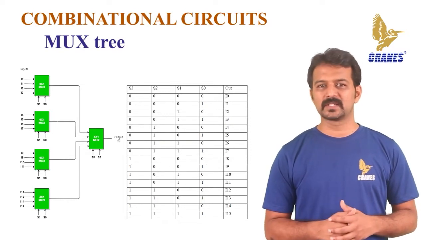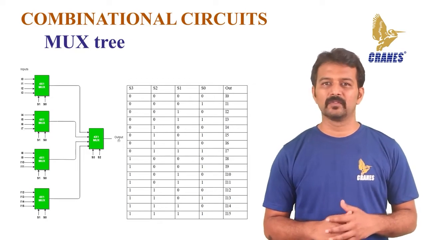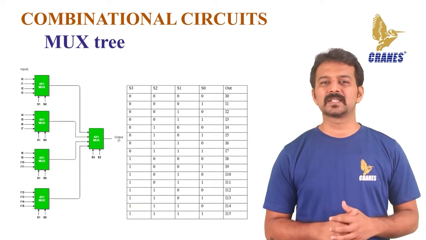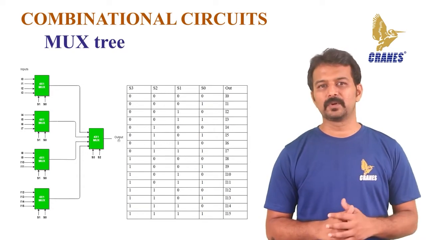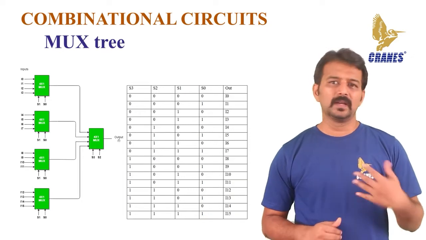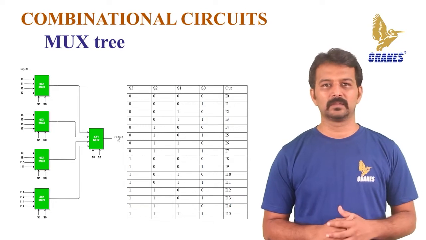Let's look at the different cases. When S3 equals S2 equals 0, that is when the select lines S3 and S2 are both 0, the output of the second stage comes from the first input, depending on the values of S0 and S1. Let's see what the outputs are with respect to the select lines S0 and S1.